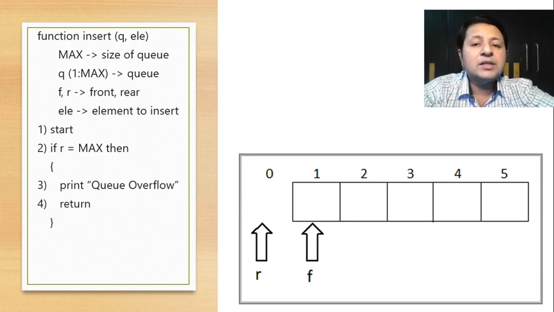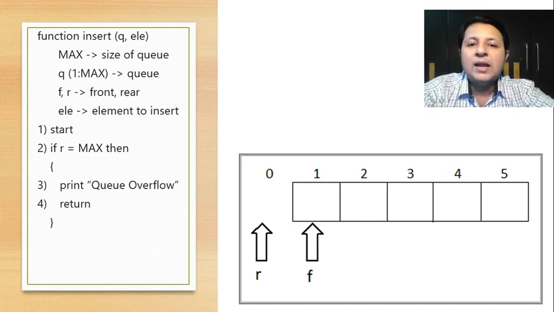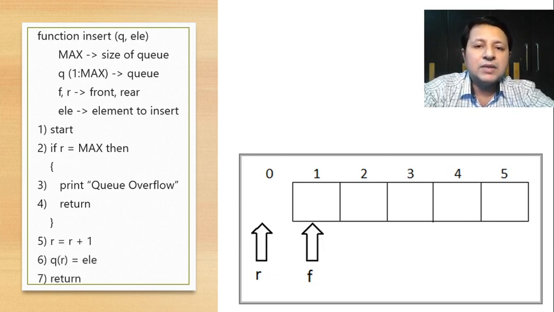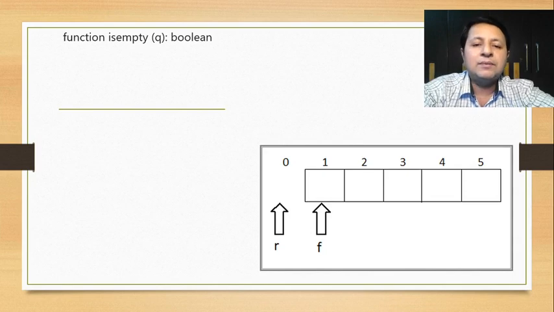Fine, but if at all this is false, that means queue is not full, I'll be able to insert. I have to insert at the rear end. So the current last element is supposed to be pointed by R. So again, like push function of stack, we'll have two steps: increment R by 1 and then place the element at R. So this is how I'll be able to do insert. Check for overflow. If not overflow, increment R and then insert. So let us move on to isEmpty condition.